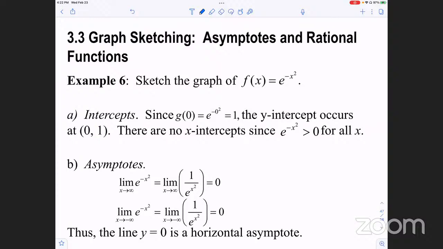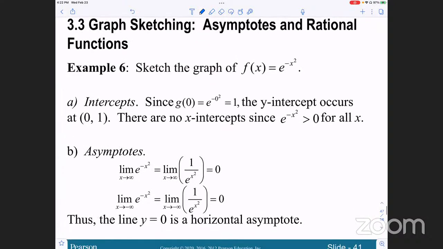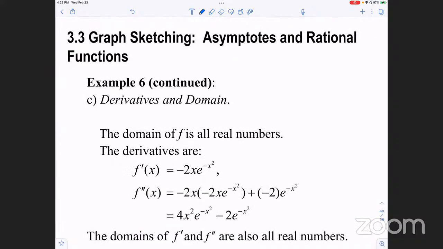So intercepts, since this is equal to 1, the y-intercept occurs there. There are no x-intercepts, okay? Asymptotes, so the line y equals 0. Again, as x goes to positive infinity or negative infinity, this function tends to 0 in either direction. F prime, we got this. F double prime, okay, they left it there, that's fine. And then the domain of everything was all reals.